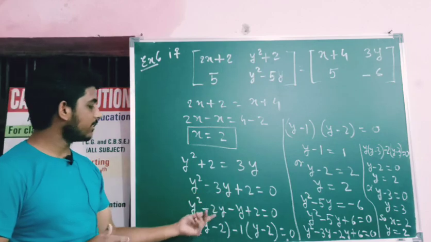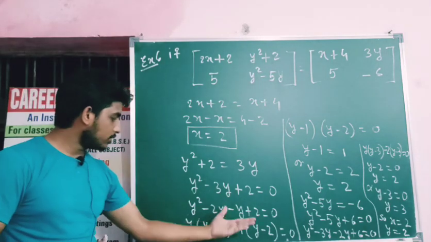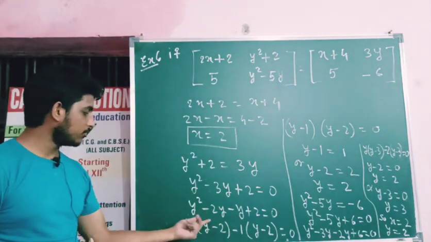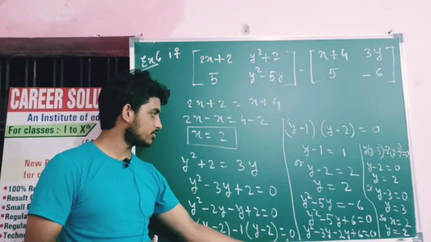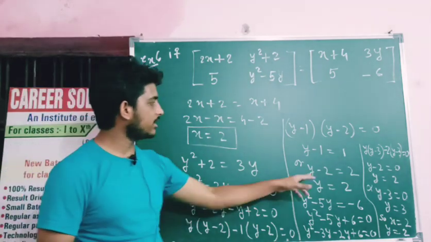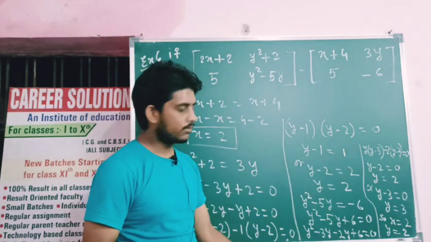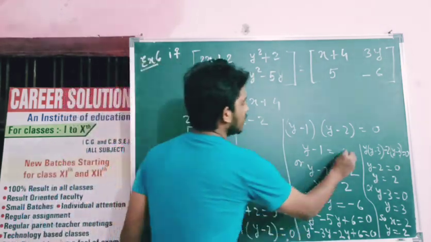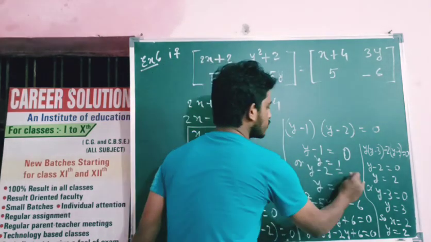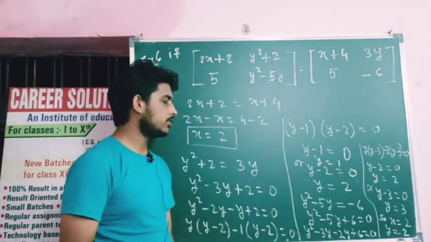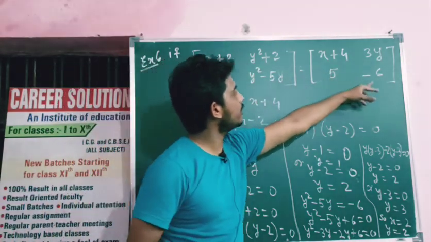So minus 3y, if I split it into minus 2y minus y, and I am going to solve it. I am taking the common over here, so y is common, so y minus 2, and minus 1 is common, again y minus 2 equals 0. So after solving it, y minus 1 equals 0, so y is equal to 1, and y minus 2 equals 0, so y equals 2.